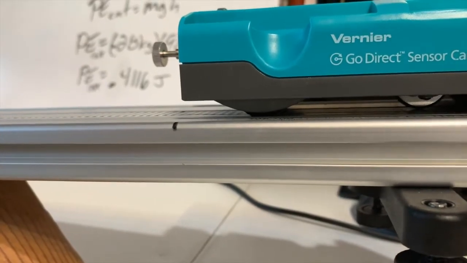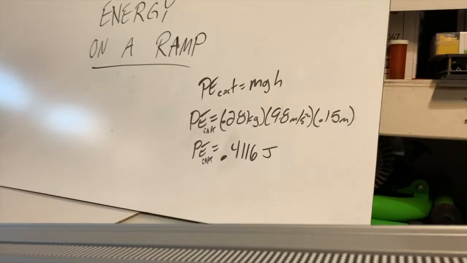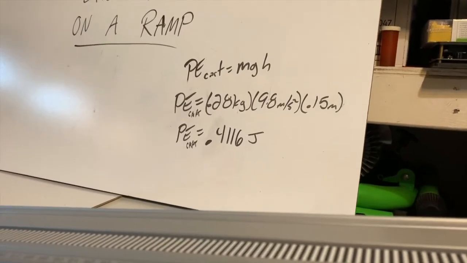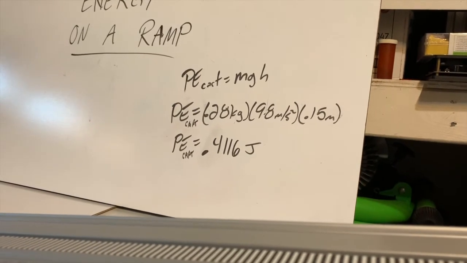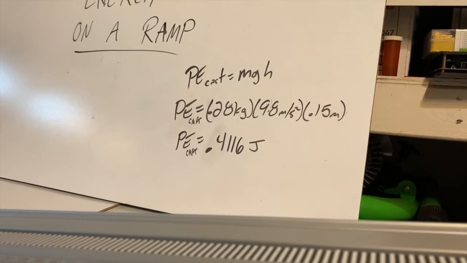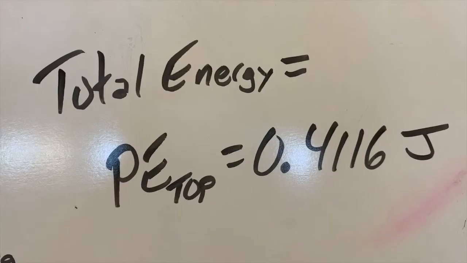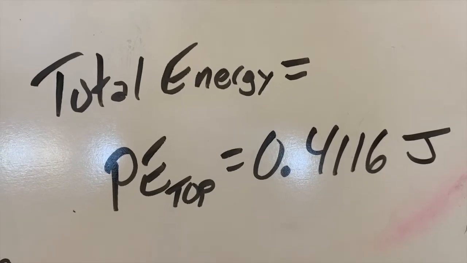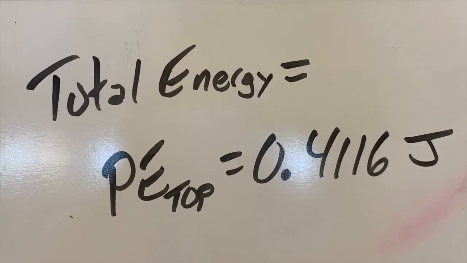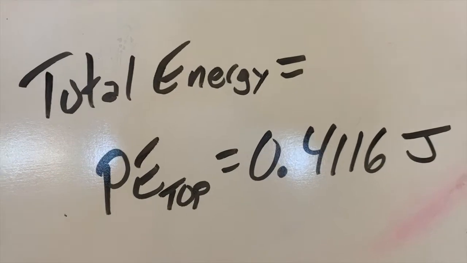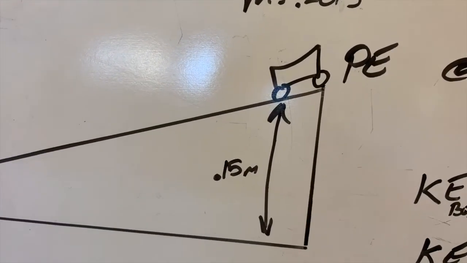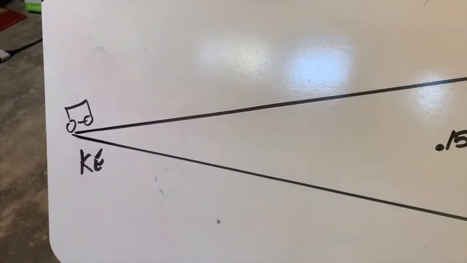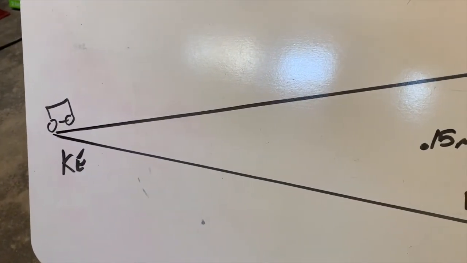When I release the cart and let it go down the ramp, all of that potential energy was converted into kinetic energy, just like if it fell. It took a little longer going down the ramp, but it still turned all that potential to kinetic. For the ramp, the total energy was equal to that potential energy at the top, 0.4116 joules. So the cart sitting at the top of the ramp had all of that potential, and as it went down to the bottom, all of that potential was converted into kinetic.